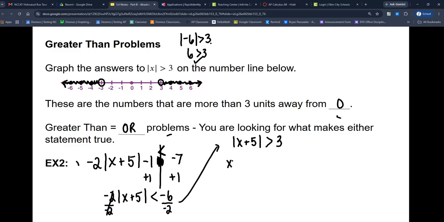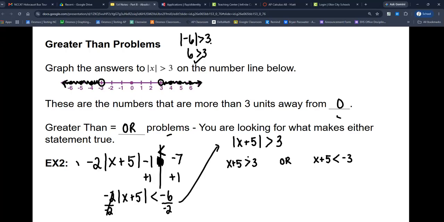Now we will have x plus 5 is greater than 3. That's one of our equations. Since this is a greater than sign, we're going to use the word or. And then we'll have x plus 5. And then right here, Brandon, what do I have to do? The inequality. Yep. So I'm going to make it a less than. And then what else? Yeah, -3. Very good.